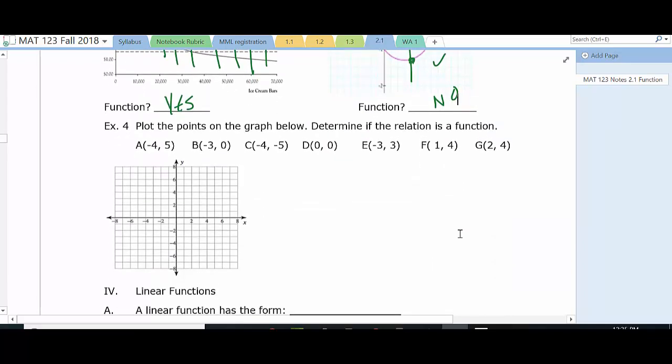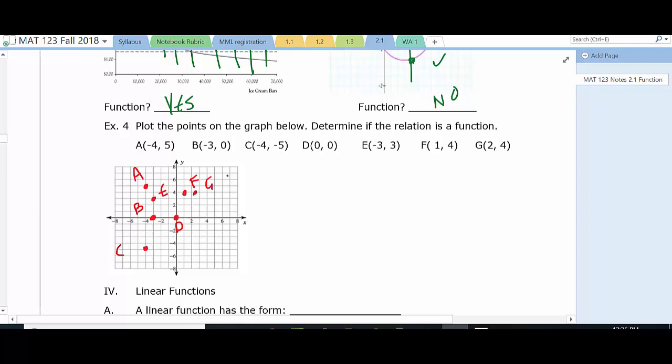Okay, the next one here, let's just plot these points and do this together. We have the point -4, 5. So we go left 4, up 5, and you want to put an A there. B is just left 3. That's an x-intercept. C is left 4, down 5. D is what we call the origin, that's 0, 0. E is -3 and 3. And then F is over 1, up 4. And then G is over 2, up 4, like that.